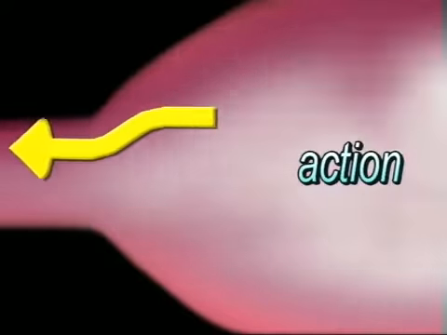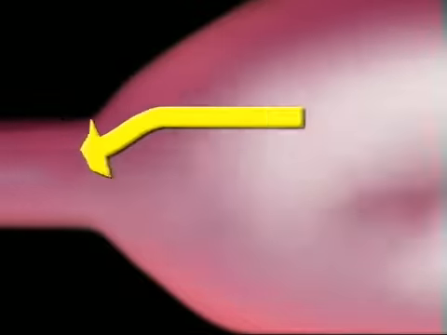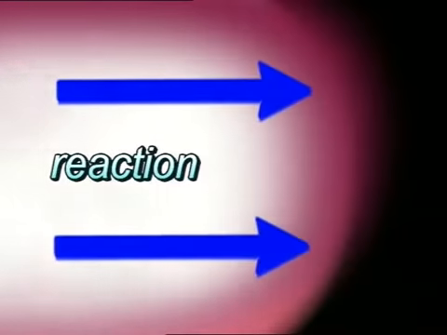To force the air out of the balloon exerts a force on the air. This is known as action force. At the same time, the ejected air exerts a force on the balloon equal in magnitude but opposite in direction. This is known as reaction force. It is the reaction force that makes the balloon fly in the sky in the opposite direction.